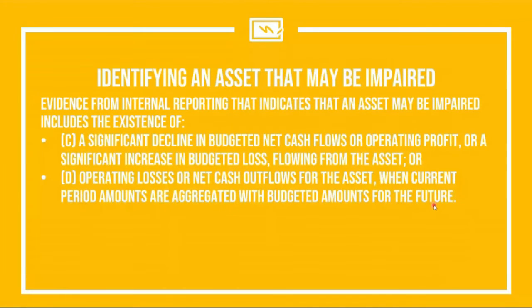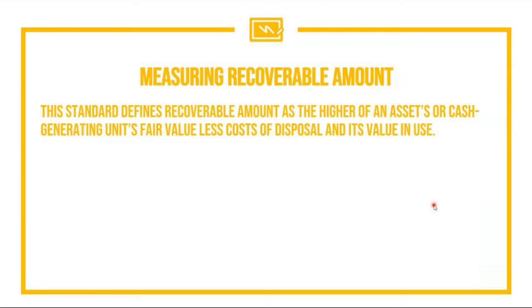So since we are now able to determine whether impairment exists based on the information or indicators that are given to us, the next question is, how do we determine the amount of impairment loss? So of course, based on the definition, impairment loss is the difference between the carrying amount and the recoverable amount, wherein the carrying amount is higher than the recoverable amount.